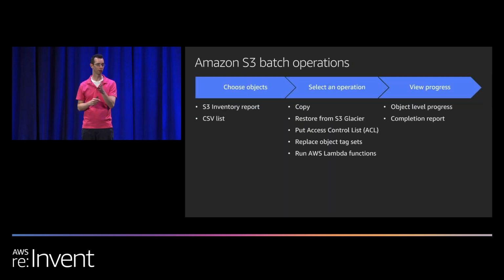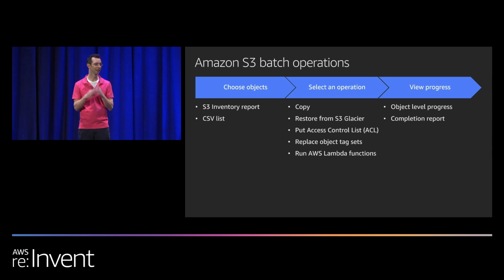And talking through batch operations in a different way, just showing you the sequence, you can give it a CSV list, or you can just hand it the inventory report as it is. If you want to perform an action across a whole bucket, take your inventory report and then say, here's our next step. You can do things like copy, add tags, or run Lambda functions. We'll go through that in more detail in a second.